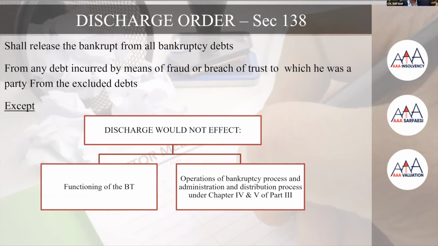What we have seen in section 119 is that it is only a discharge from those debts which are mentioned in the repayment plan, who participated in the resolution process, and only those. However, in the bankruptcy, all the bankruptcy debts are released, except any debt incurred by means of fraud or breach of trust to which he was a party. That's the only thing that would not be considered as discharged.